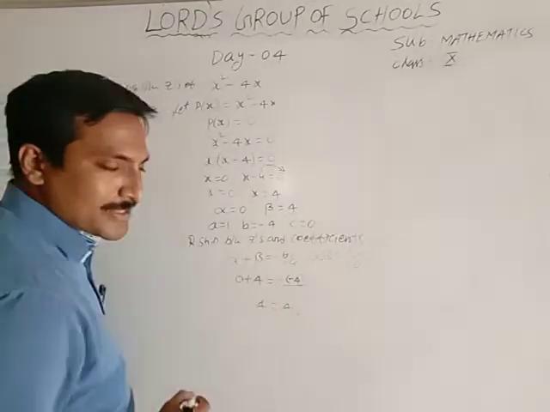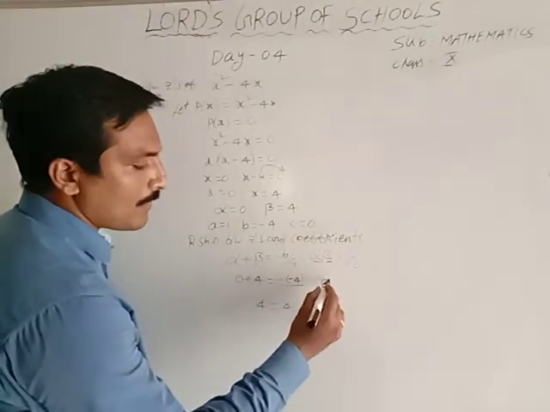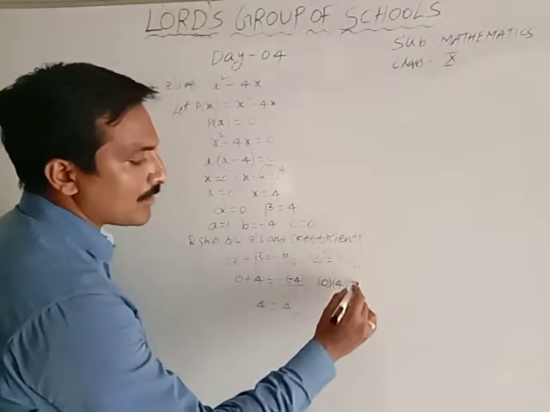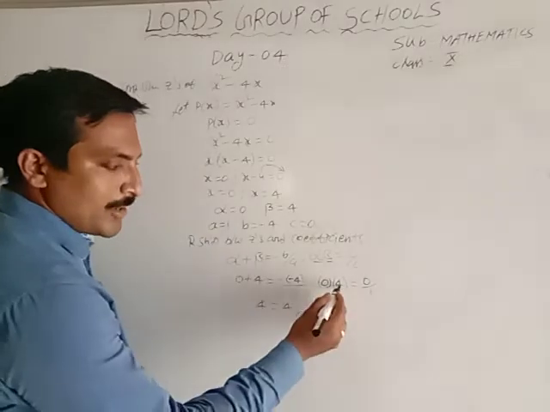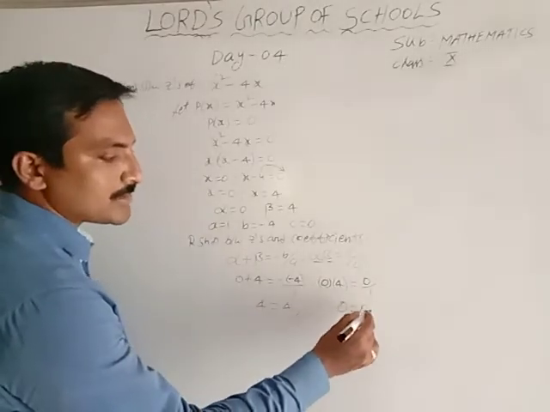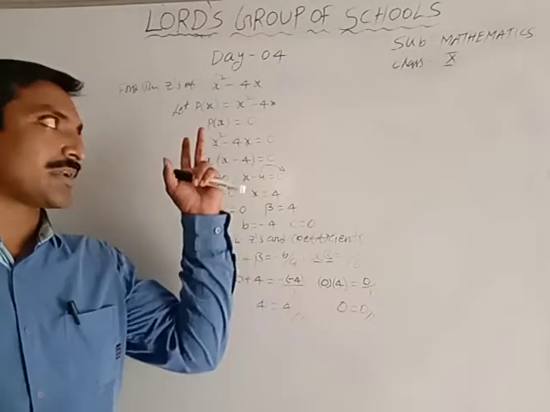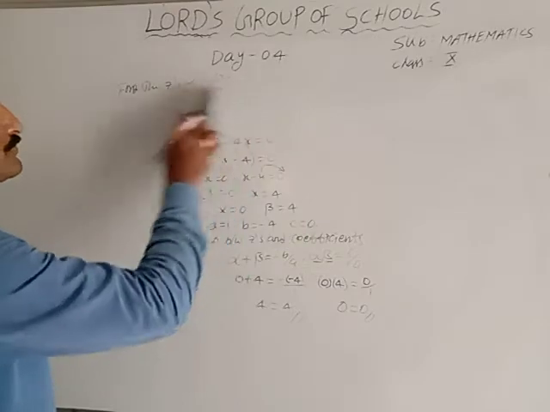Coming to the second condition, alpha beta: in place of alpha 0 into in place of beta 4 is equal to c value 0 by 1. 0 into anything will give 0. 0 is equal to 0. This is the relationship between zeros and the coefficients of a quadratic polynomial.